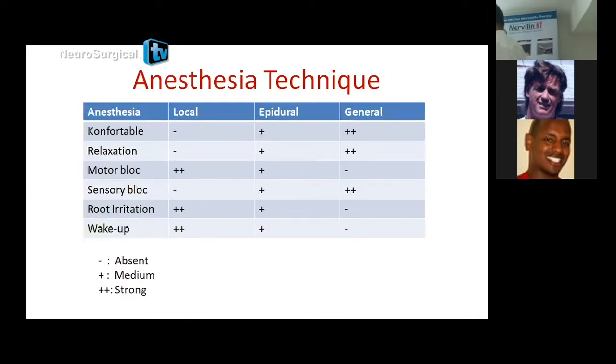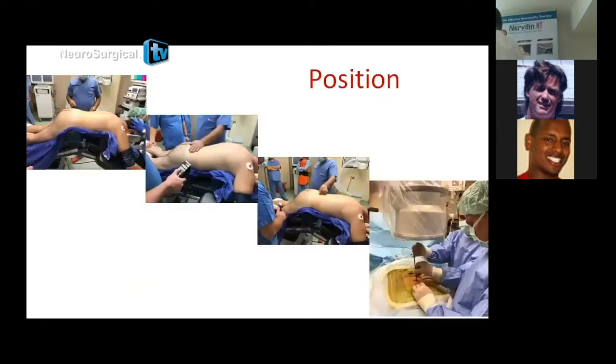Anesthesia can be local, epidural, or general. With local, it's not comfortable. Motor block with local is a bigger problem compared to general without muscle relaxants. Root irritation is possible with local, with general, no. Wake up is possible with local, and with general, not used.